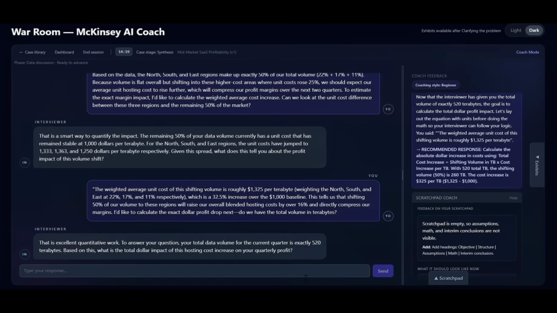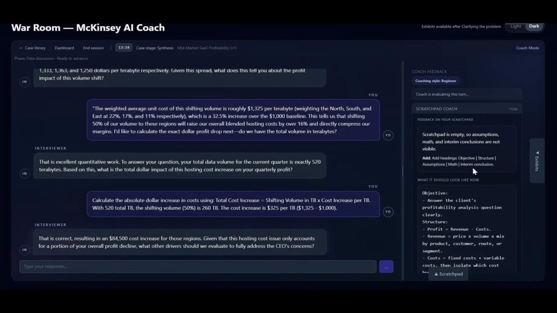So all we need to do here is do a simple calculation where we look at the absolute dollar increase in cost. And we're given the formula by our coach, including some of the numbers that we should use, which will be the $1,325 minus the baseline cost of $1,000. And that's it. That gives us a difference of $325 per terabyte. It's also important to put in your calculation here as you would do during a case interview. So why not tell the interviewer exactly how we're thinking and how we reached our conclusions?